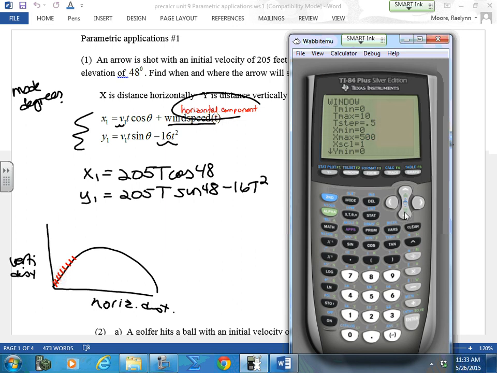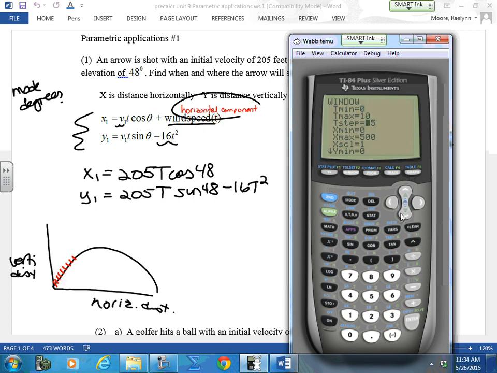My x-min and my y-min have to be 0 because you have to be in quadrant 1. Now my y-max, again, I'm not really sure how high my arrow is going to go. I'm going to say 500 for that also, just to show you what you're going to have to do. Now, when I graph this, I noticed that my height probably is okay, but what's off? My x-max. So I need to be able to see this guy come back down and hit the ground.